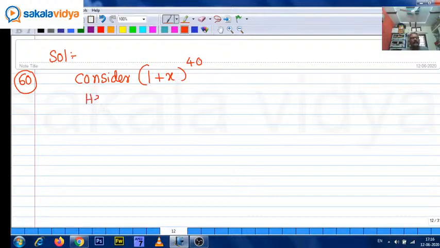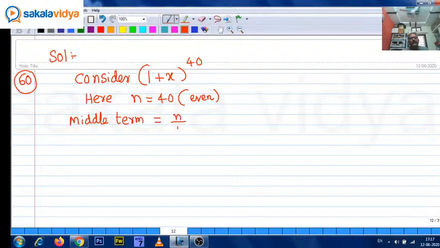Here n is equal to 40, which is an even number. Even number means the middle term is equal to the (n/2 + 1)th term. There is only one middle term, that is the (n/2 + 1)th term. That means here n/2 = 20, plus 1, the 21st term.